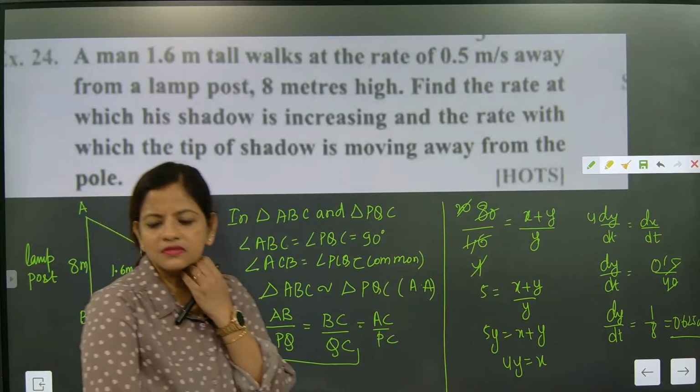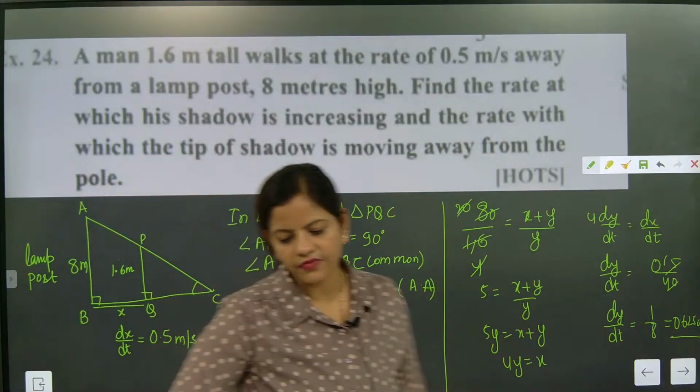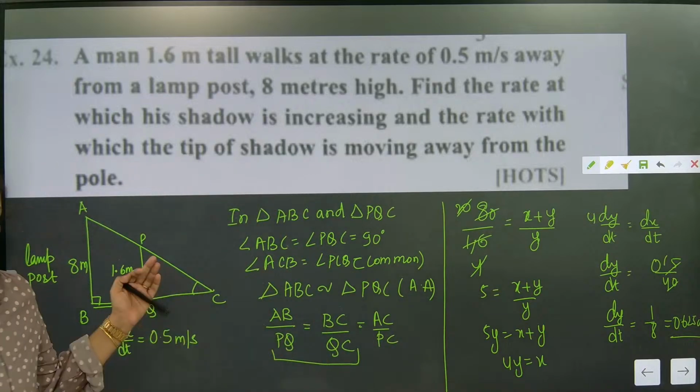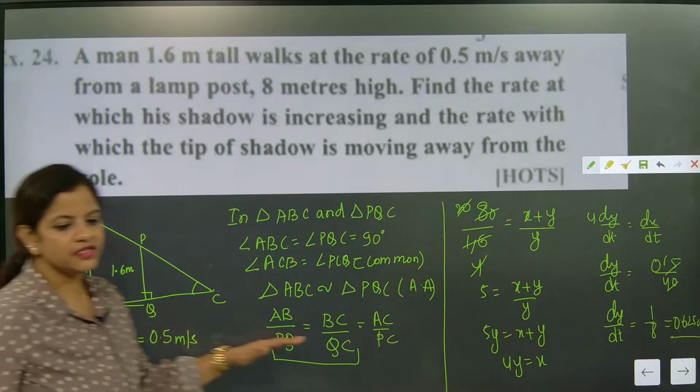MCQ, linear programming. Yes. I'll sit one day with all of you and teach linear programming. Right now, I'm making the final revision notes for all of you. Is this done, beta?